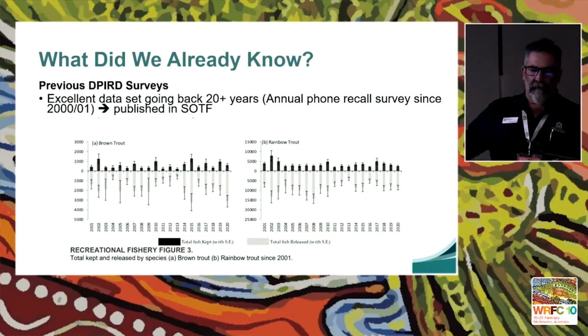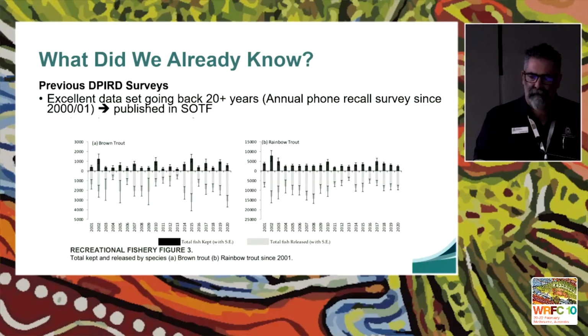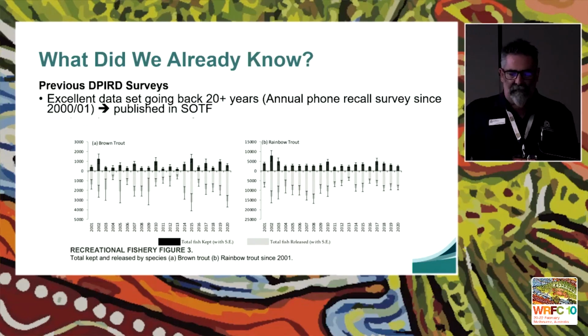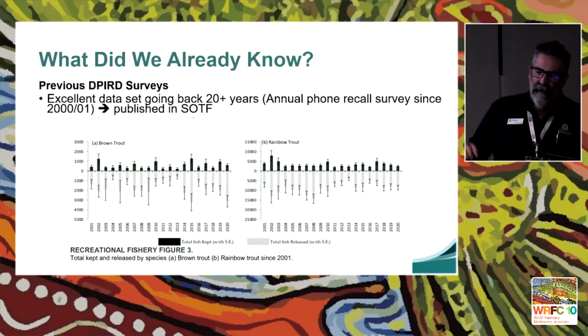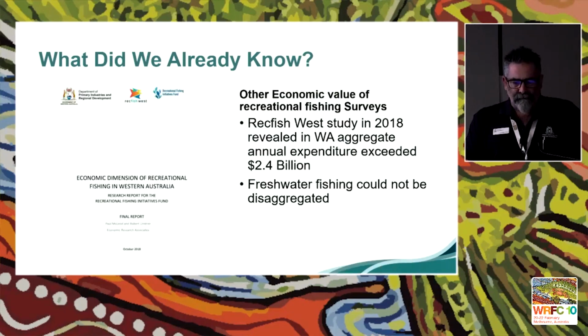So what we already know: our research teams, the survey teams, have a great data set going back on catches of browns and rainbows, redfin, cobbler, all those things, through the phone recall survey. But the types of questions that I really wanted to know, what made the fishery tick and who was spending what and where, that wasn't covered. So that's what we asked.